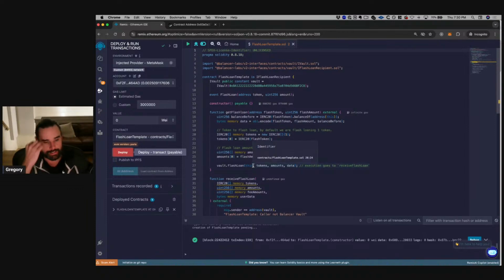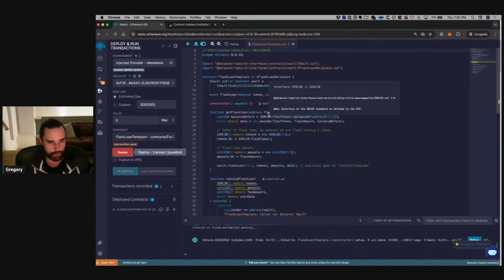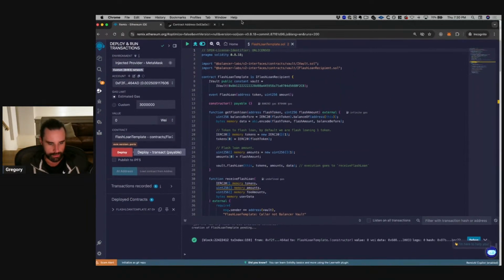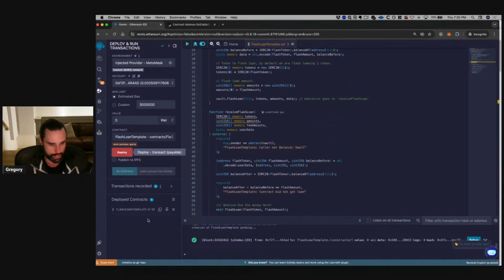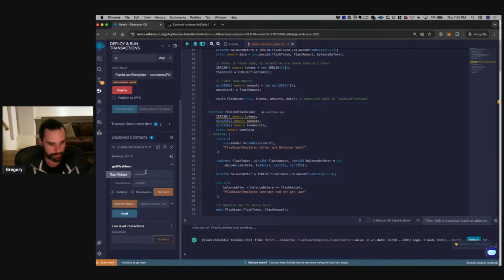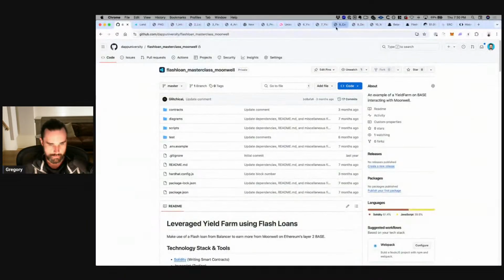Okay, so now the contract's out there. Now we can do a flash loan. Let's actually perform one. So what we're going to do is borrow USDC. So we're going to have to call some functions on this smart contract. To do that, you're going to click this down arrow and you're going to see these functions. You're going to see one called get flash loan. What that's going to do is take the flash token address, which is going to be USDC. So we need to look up the USDC address.